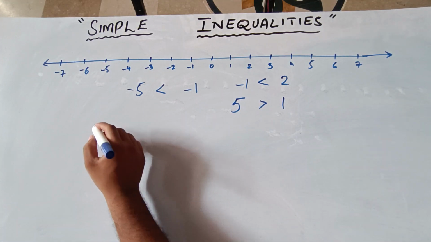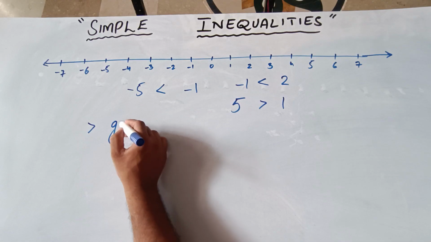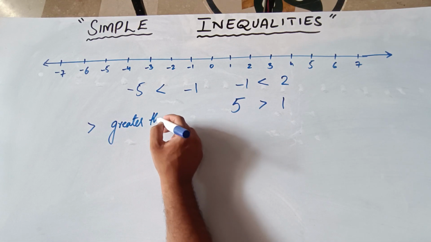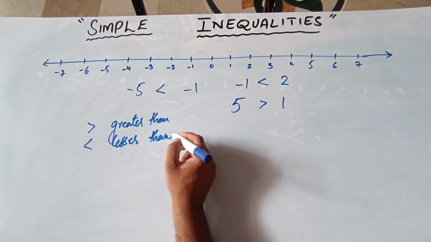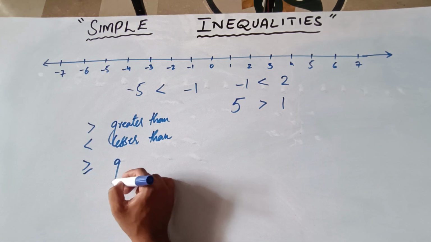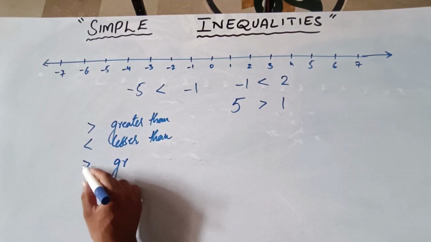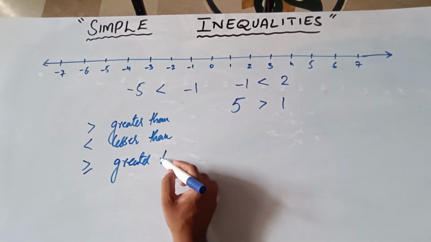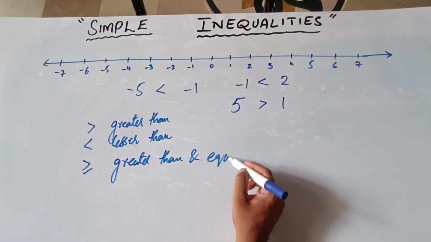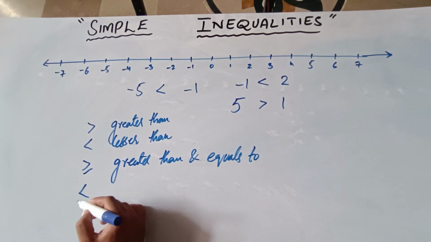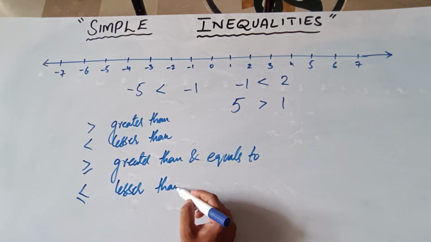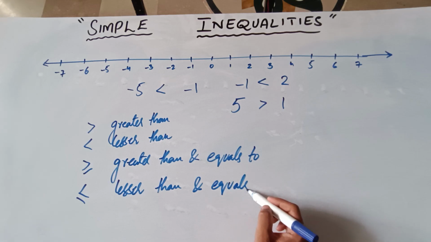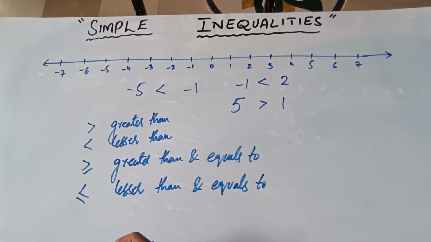And there are 4 inequalities. What are they? Greater than, lesser than, greater than or equal to, when there is a little straight line beneath the greater than sign, and what would the other be called? Lesser than or equal to. So these are the 4 inequalities.